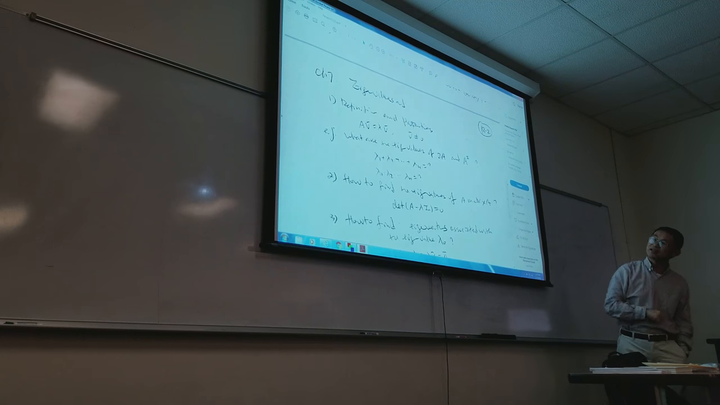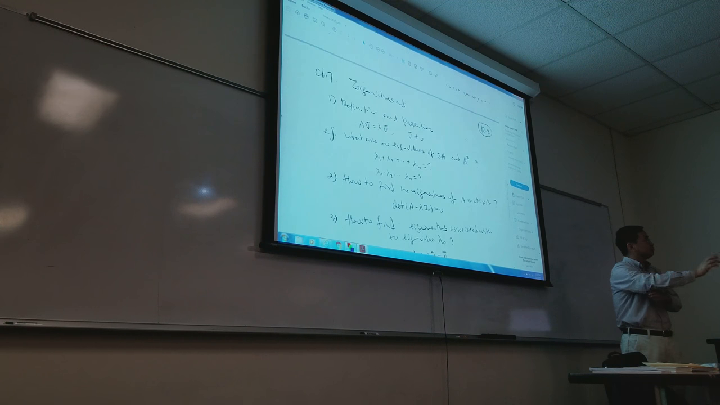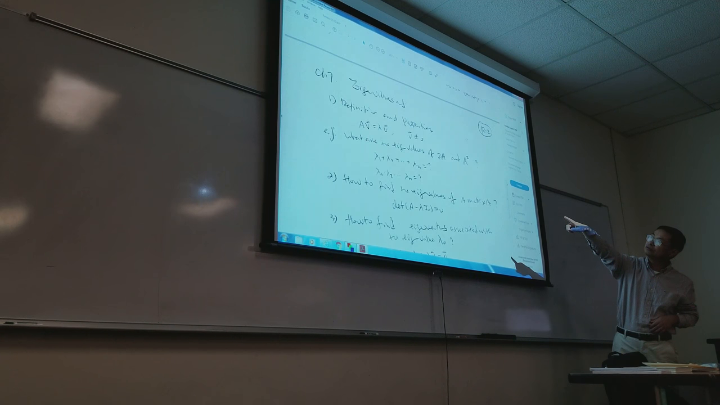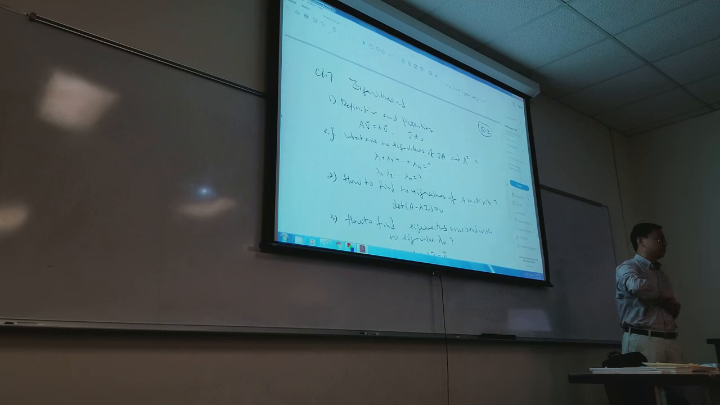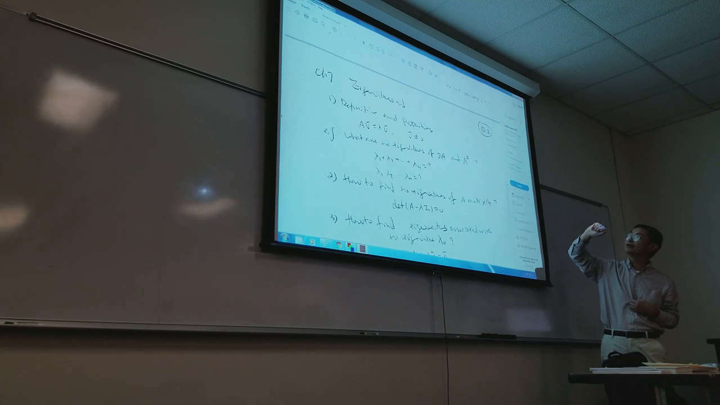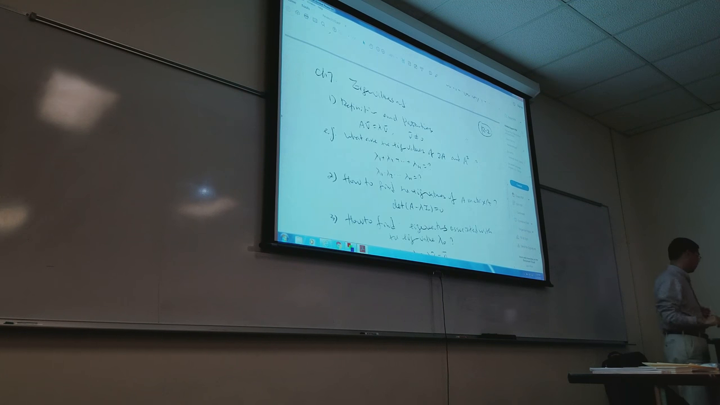So according to this definition, you can solve a related problem. For example, suppose lambda is an eigenvalue. So what are the eigenvalues of 2 times A and A squared? Can you derive an eigenvalue of 2A or A squared or A cubed?